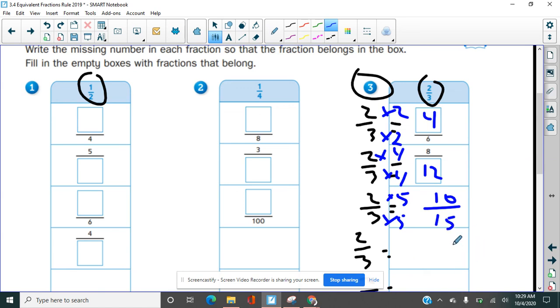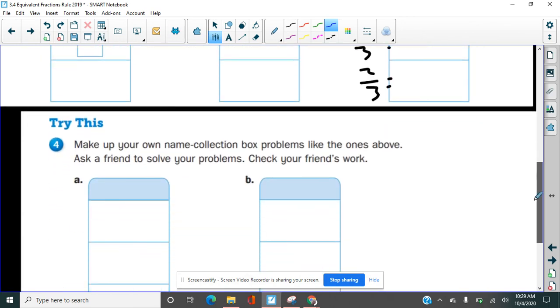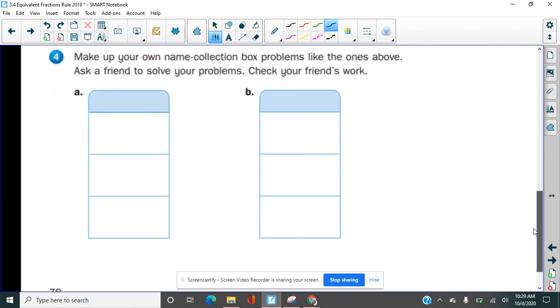Okay, and then you have 2 more to do there. You're going to do number 1, number 2. You're going to finish number 3. And down at the bottom, you get to make up 2 of your own. If you have somebody at home who can try to solve your problems, great. If not, then you solve them. You need to make sure that these are filled in by either your friend at home or by you. All right. That is the equivalent fractions rule, fourth graders. I will see you next time, and good luck.